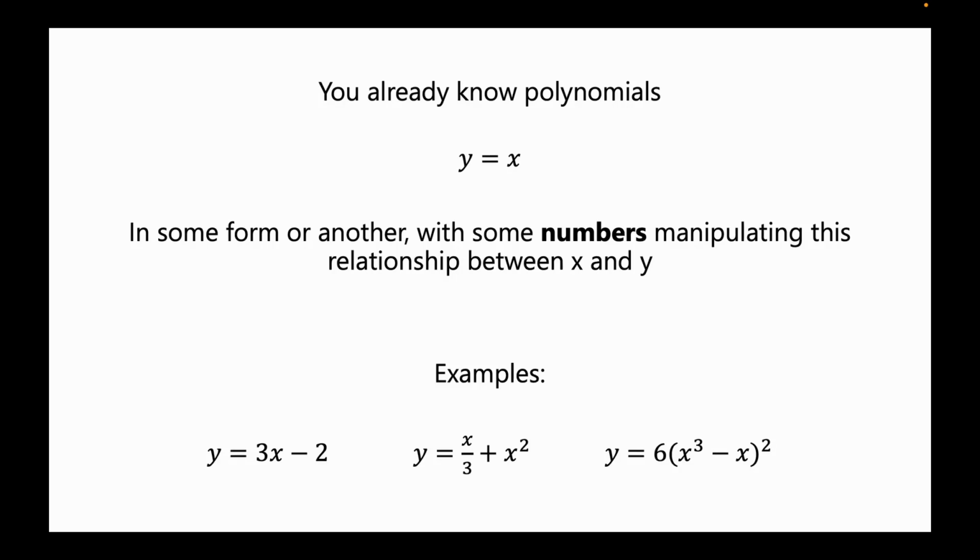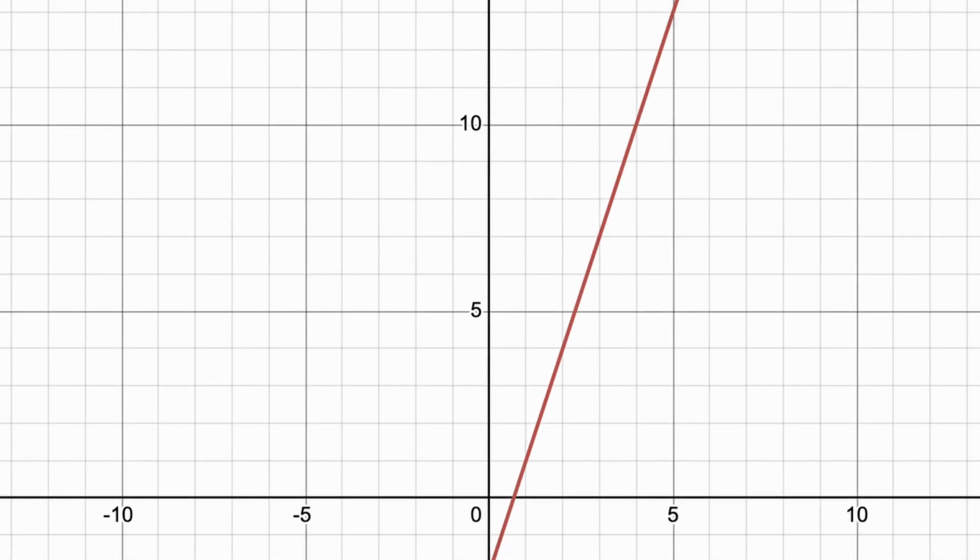So you already know polynomials, and we know y is equal to x in some way. And in some form or another, there can be numbers manipulating this. And we've seen this quite a bit. For example, y equals 3x minus 2. So whatever x is, just a number, multiply it by 3, take 2, you get y.